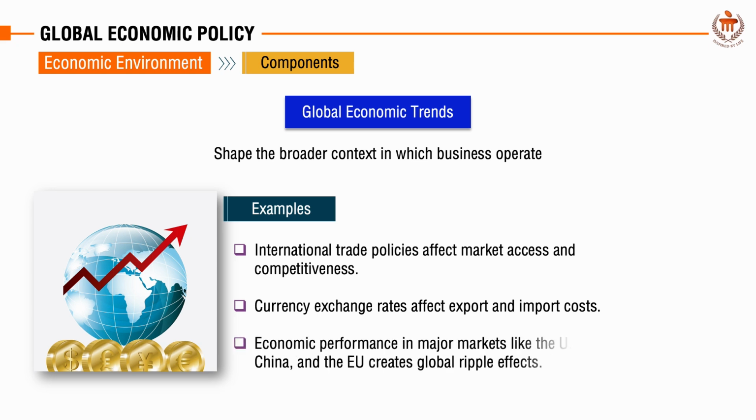Additionally, the economic performance of major players like the United States, China, and the European Union creates ripple effects across the globe. For instance, a slowdown in China's economy can affect global supply chains and commodity prices. Businesses must stay attuned to these trends to adapt their strategies and seize opportunities in the global market.